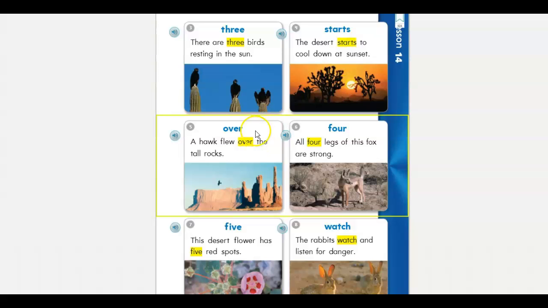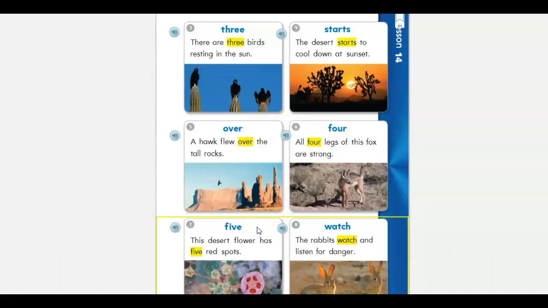Next on our list we have the word over. A hawk flew over the tall rocks. Over. Our sixth word is the word four. All four legs of this fox are strong. Four.